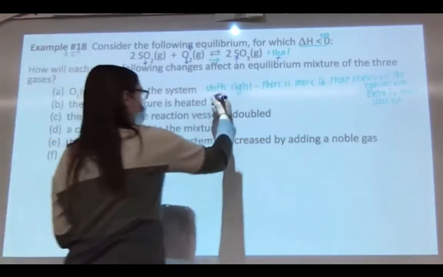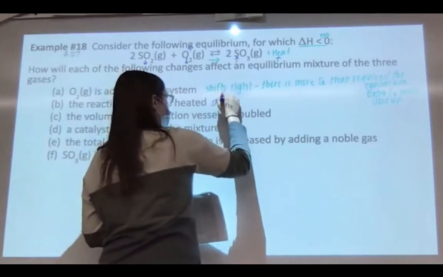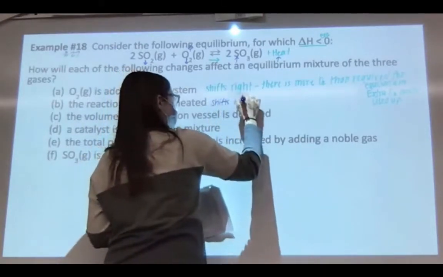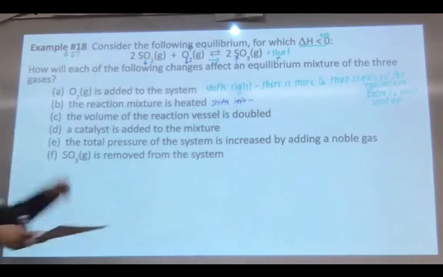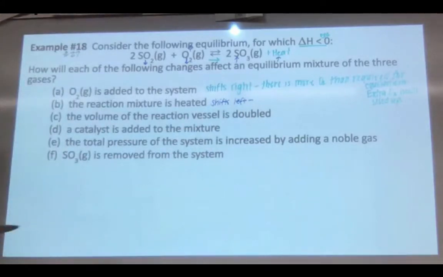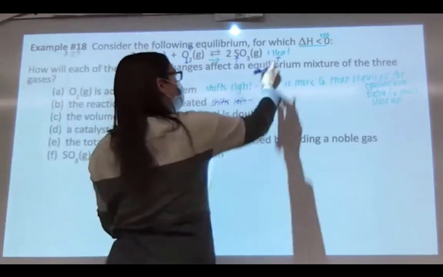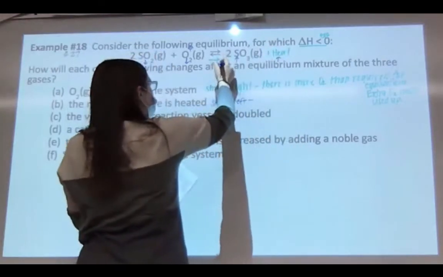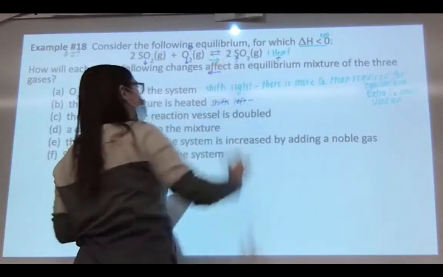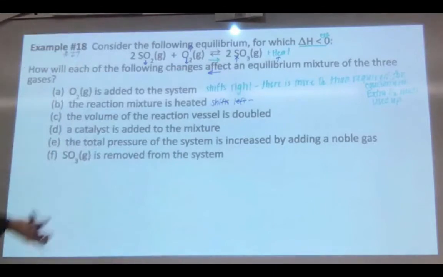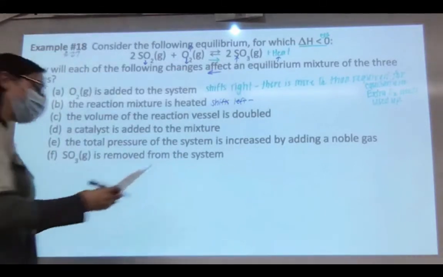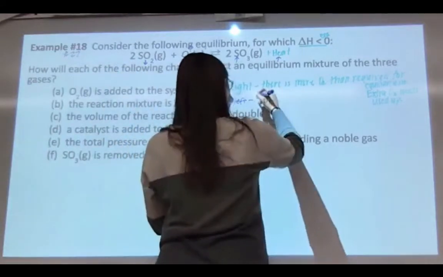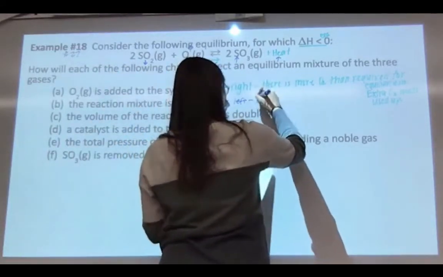And so for this one, we'll say shifts left. All right, it's going to shift left because now we have too many products. So now it's going to shift to use up the products and create more reactants. It needs to get that ratio back to where it was.